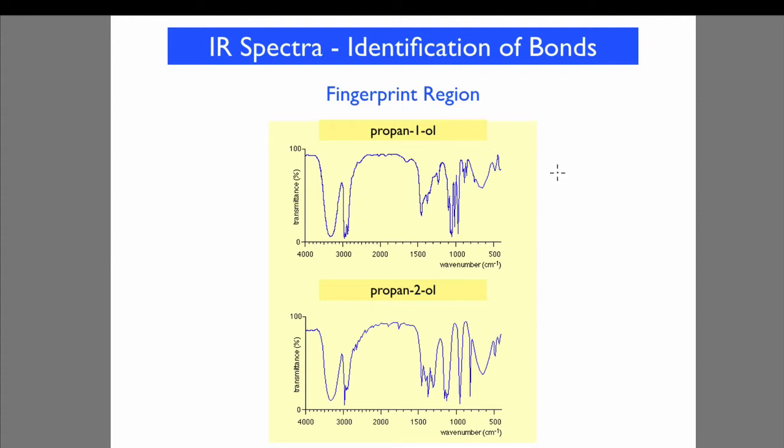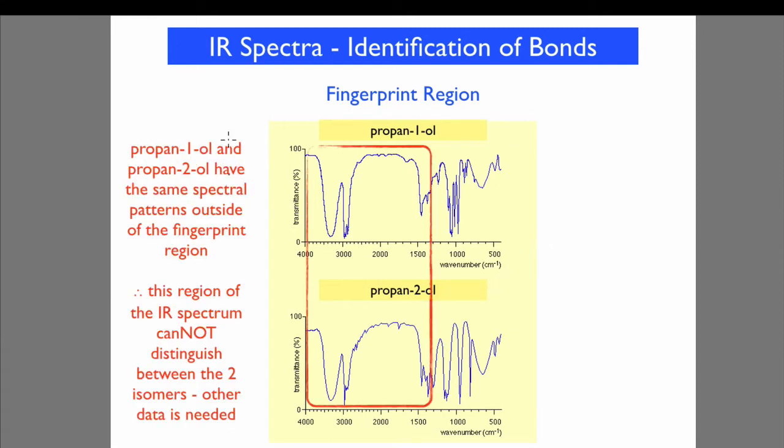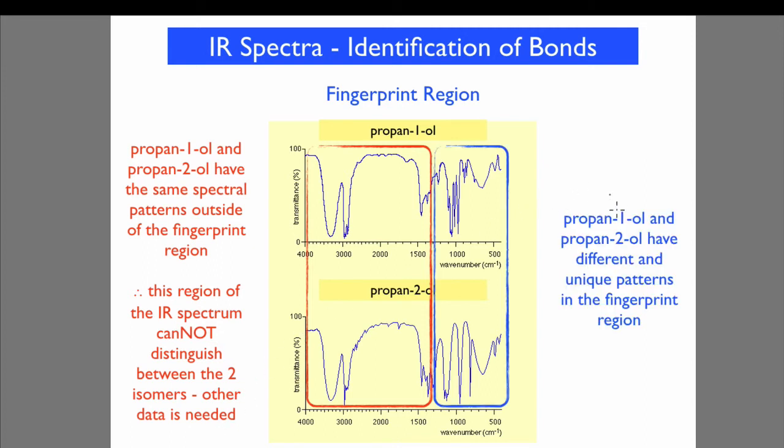Let's look at the fingerprint region for propan-1-ol and propan-2-ol. You can see that these two have the same spectral patterns outside the fingerprint region, very similar. You've got this big broad peak, you've got the peak just below 3000, and you've got these peaks just below 1500. But then in the fingerprint region, they're very different. So therefore, the rest of the infrared spectrum can't distinguish between the two isomers, other data is needed. Propan-1-ol and propan-2-ol have different and unique patterns in the fingerprint region, so you could use these patterns to identify.